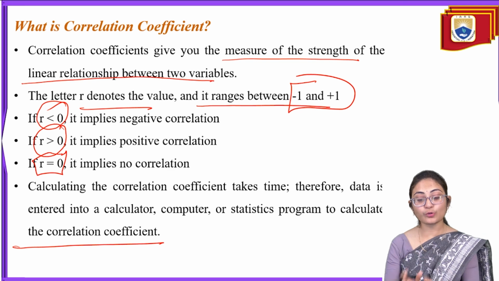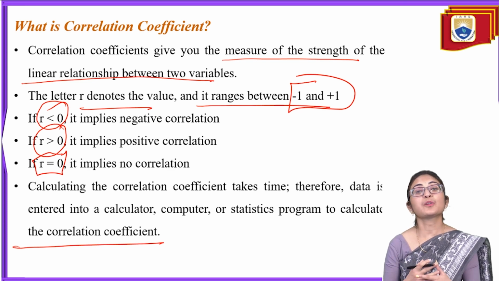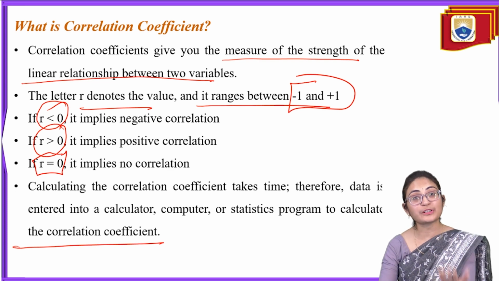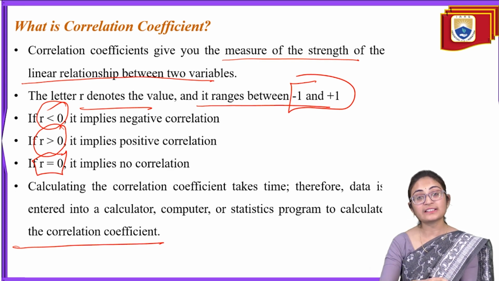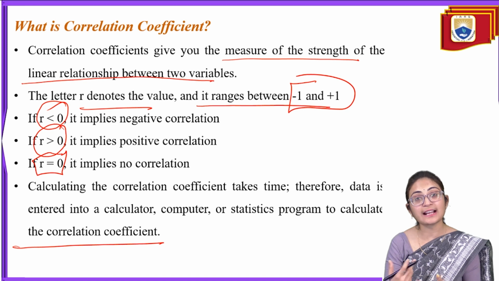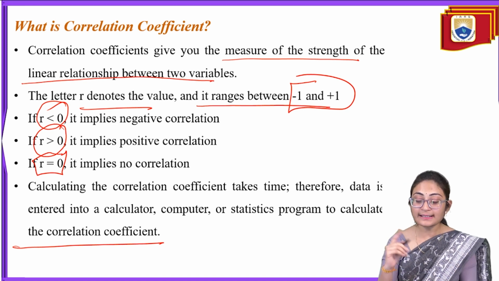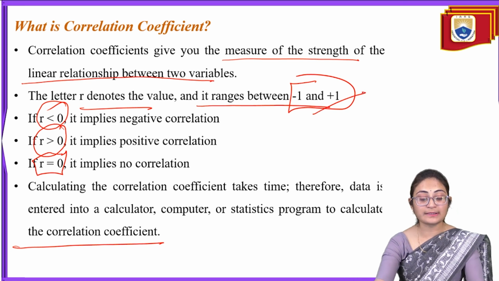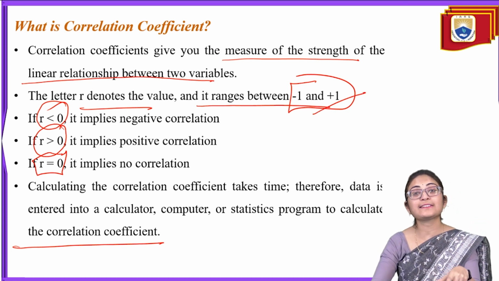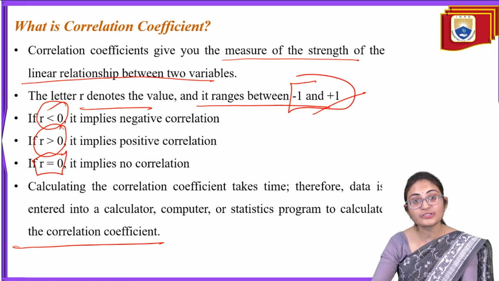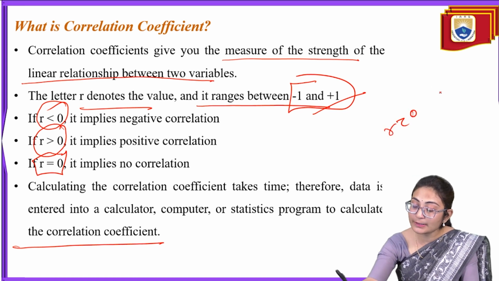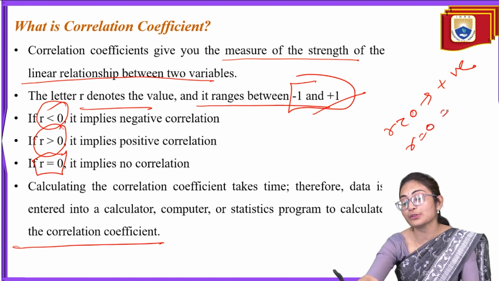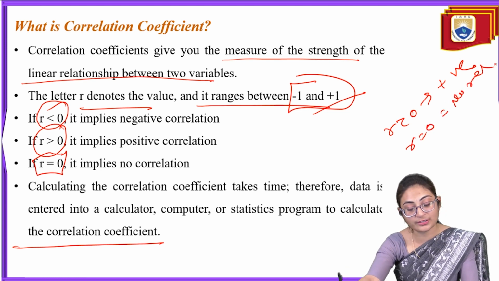So this correlation coefficient will show the strength of the linear relationship. That means it is showing the relationship between the two variables, and for that we use the letter R for denoting the value, and it will show ranges like -1 to 1. If R is less than 0, it is a negative correlation. If R is greater than 0, it is a positive correlation. And if R is equal to 0, it will show no relation.